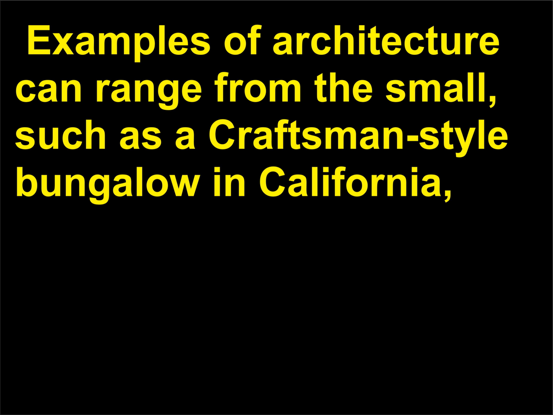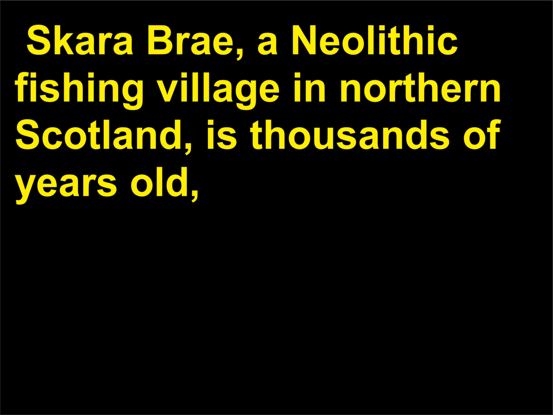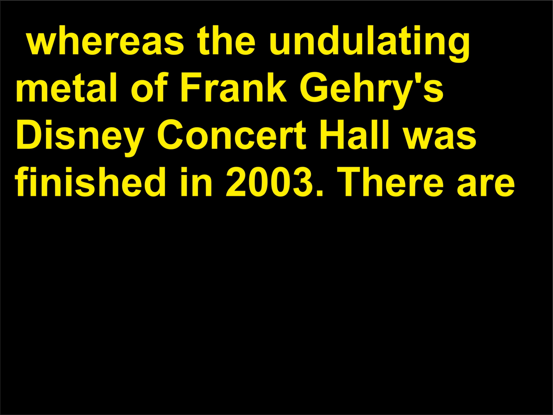Examples of architecture can range from the small, such as a craftsman-style bungalow in California, to the very big, like the 108-story Willis Tower in Chicago. Architecture can also be very old. For example, Skara Brae, a Neolithic fishing village in northern Scotland, is thousands of years old. Whereas the undulating metal of Frank Gehry's Disney Concert Hall was finished in 2003.